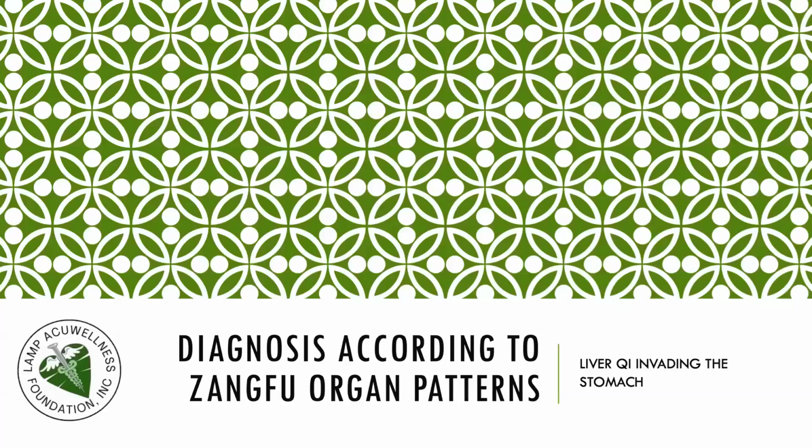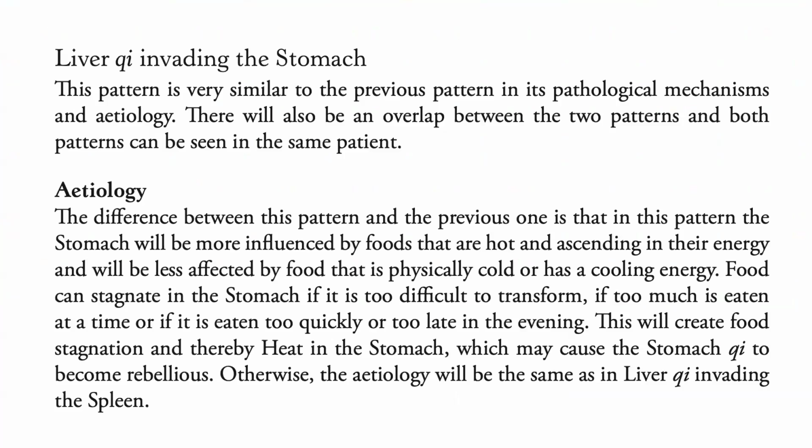Let's now talk about liver qi invading the stomach. This pattern is very similar to the previous pattern in its pathological mechanisms and etiology, liver qi invading the spleen. There will also be an overlap between the two patterns, and both patterns can be seen in the same patient. The difference between this pattern and the other one is that in this pattern, the stomach will be more influenced by foods that are hot and ascending in their energy and will be less affected by food that is physically cold or has a cooling energy.